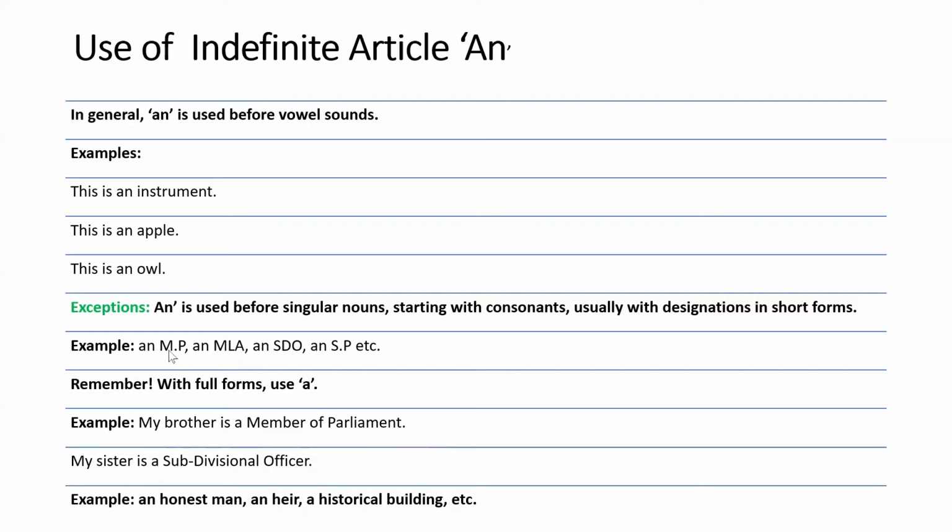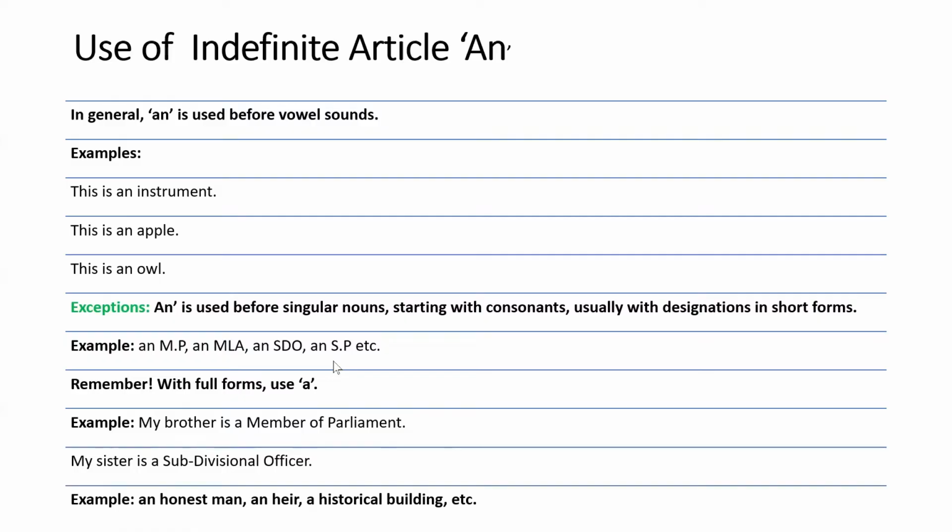Because here the M sound is "em" for MP. But here M is present, but we don't take the sound of "em." It's "me," meaning member. The sound varies. So here "a" and here "an." Take one more example. My sister is a subdivisional officer. So here the S sound is for short forms, like SDO, SP, and "an" will be used. But for the full form, subdivisional officer, if I say, my sister is a subdivisional officer, here it is the sound "sub." That's why "a" has to be used.